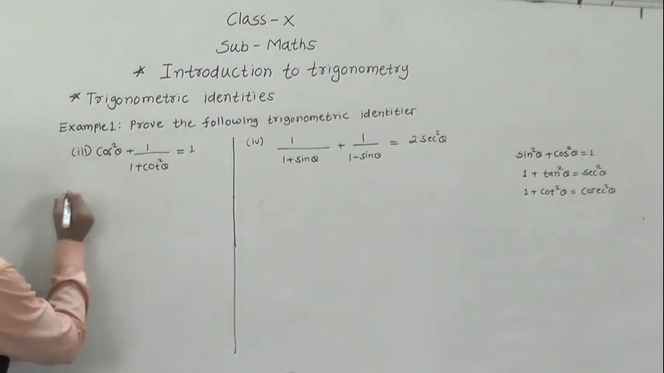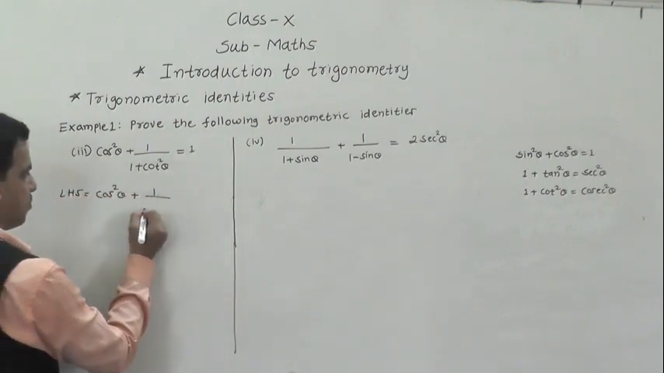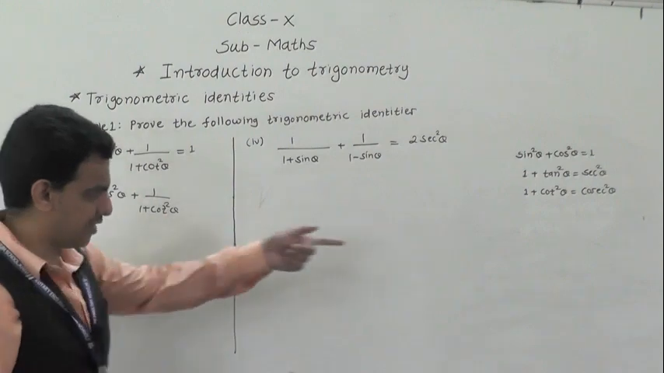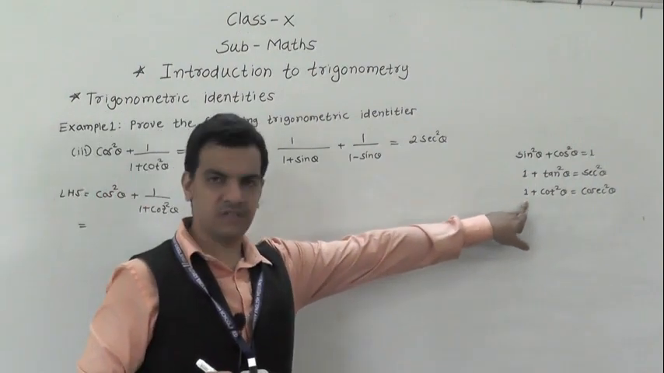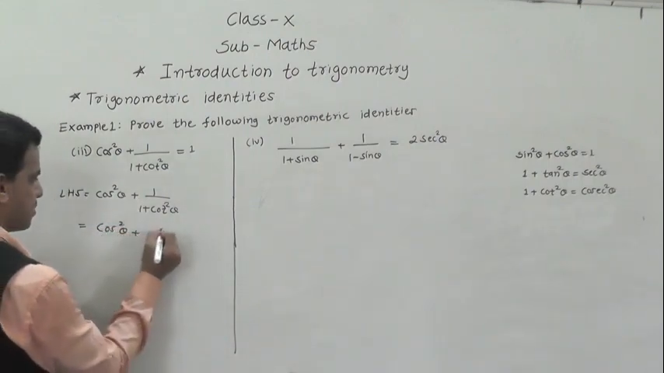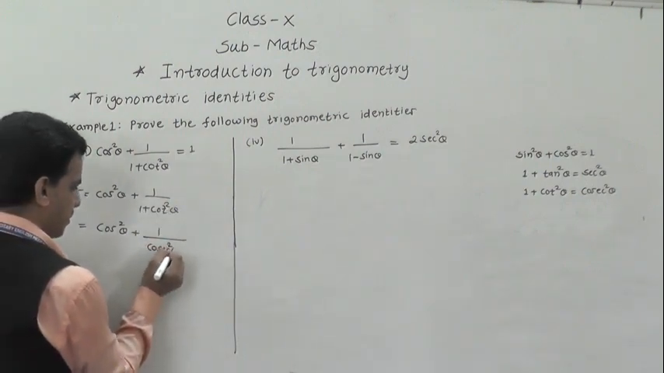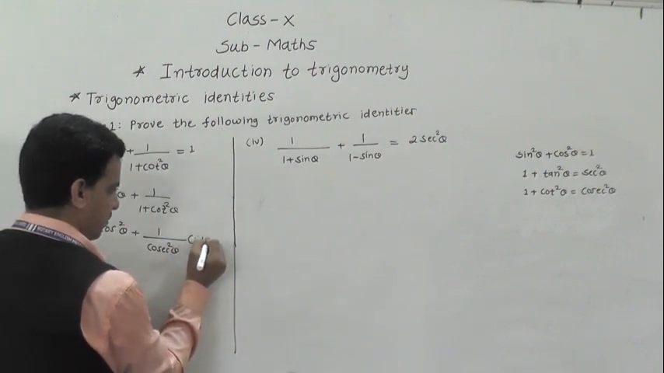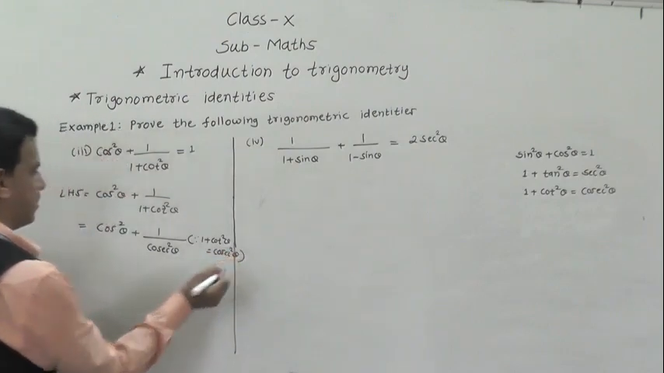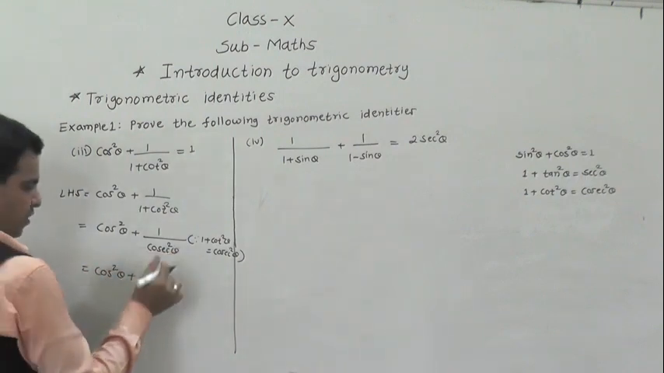Okay. Again, LHS, that is cos square theta plus 1 upon 1 plus cot square theta. Now see this third identity, 1 plus cot square theta is cosec square theta. So cos square theta plus 1 upon 1 plus cot square theta becomes 1 upon cosec square theta. Here we have to write the reason: 1 plus cot square theta is equal to cosec square theta. Okay, so cos square theta plus 1 upon cosec square theta.